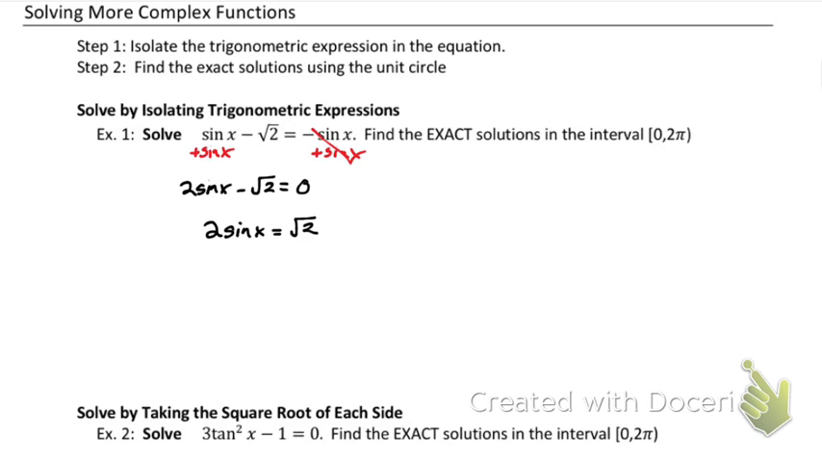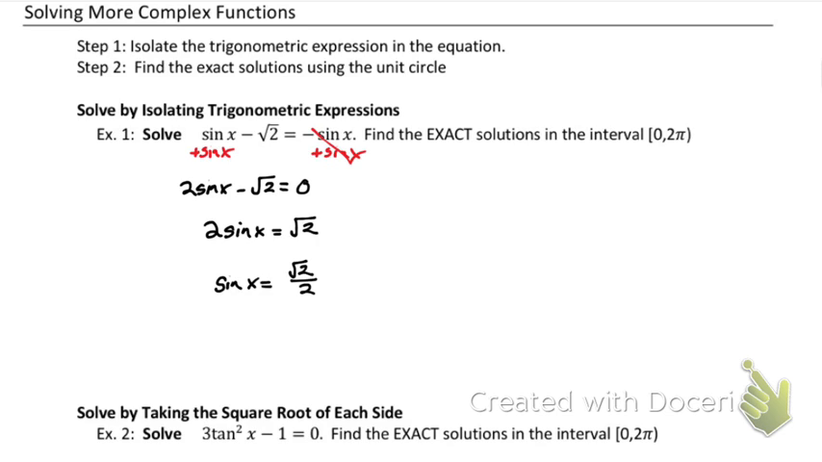Our goal is to strictly isolate your trig before you do anything else. So I'm not going to square both sides because that's going to make my sine more complicated. We want sine x to be all by itself, just sine x, just tangent x, just cosecant x. Whatever we have, we want it by itself. That's why we're not going to square both sides right here. Instead, we're going to divide both sides by 2 to give me sine x equals square root of 2 over 2.